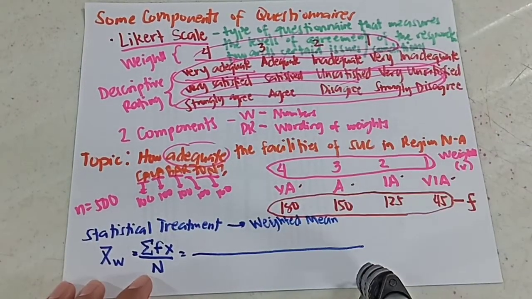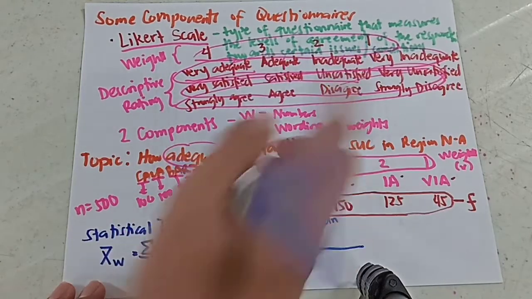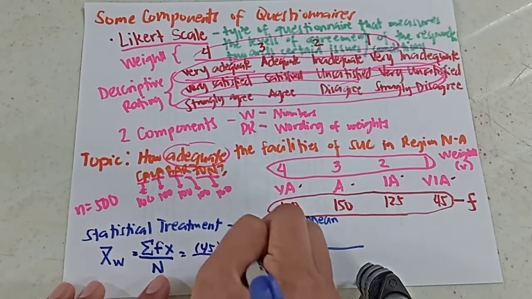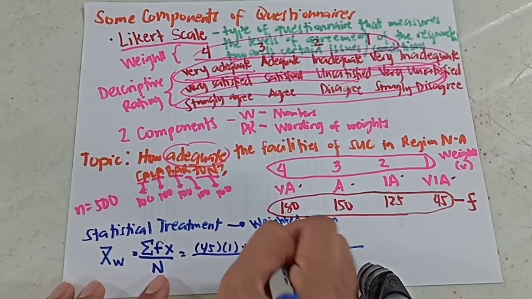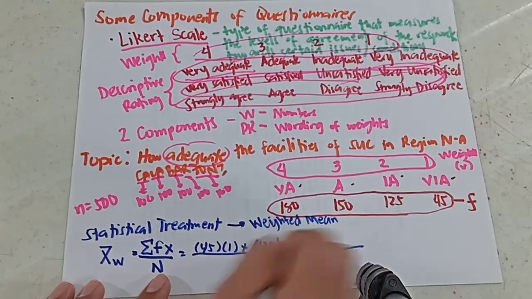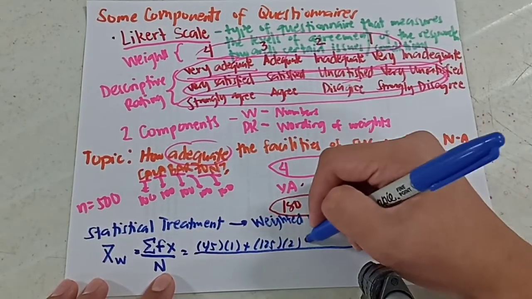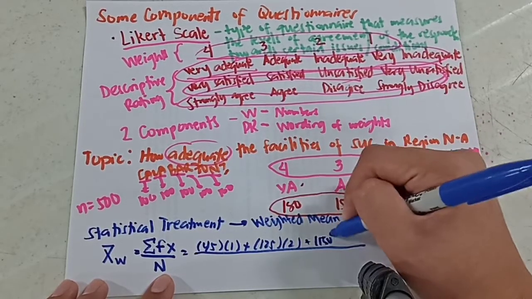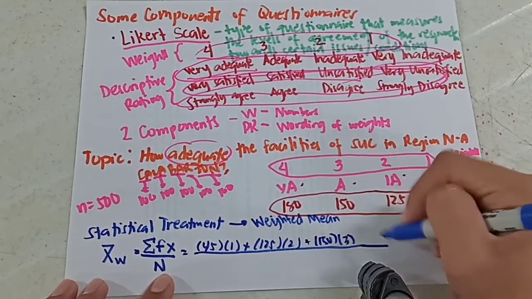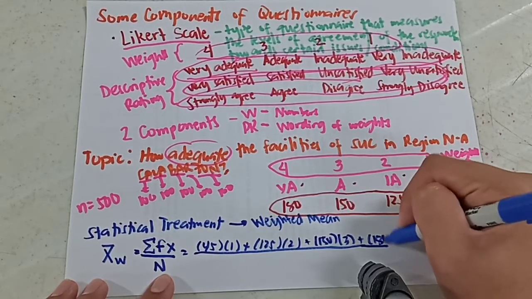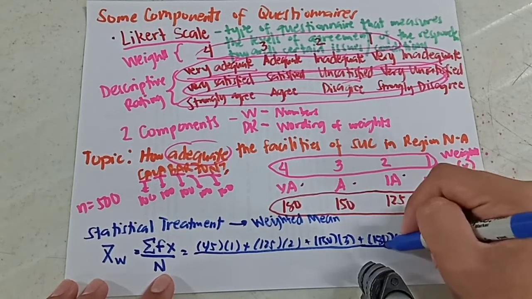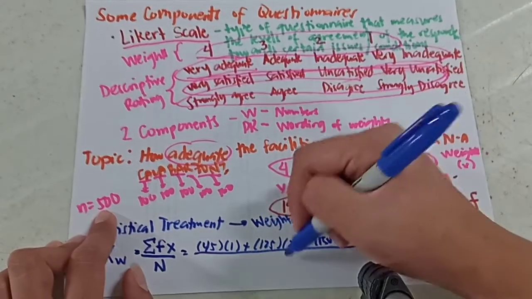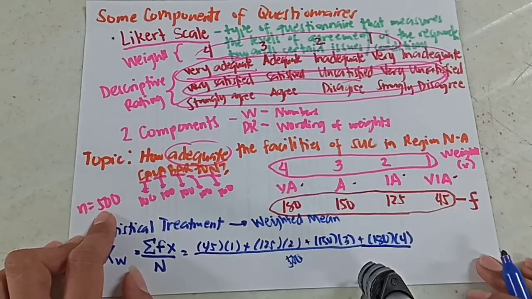Okay? So the summation. So let us have this one. 45, the frequency, times 1, plus 125 times 2. Then let's say we have this one, 150 times 3. Then we have 180 times 4. Okay, what is the number of respondents? We have 500. So we have 500.